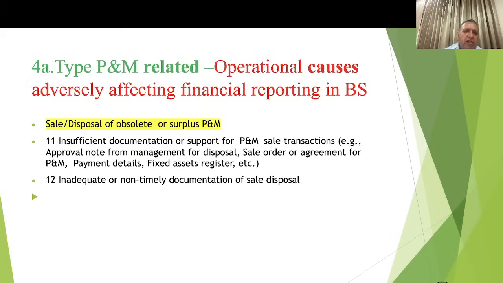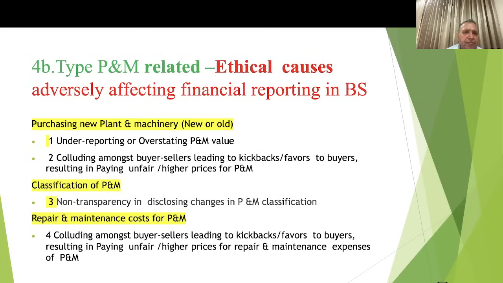Sale or disposal of obsolete plant and machinery: insufficient documentation or support for the plant and machinery sale transactions, for example the approval note from the management for disposal, sale order or agreement for the plant and machinery, payment details, fixed assets registers, and required or non-timely documentation for the sale or disposal.